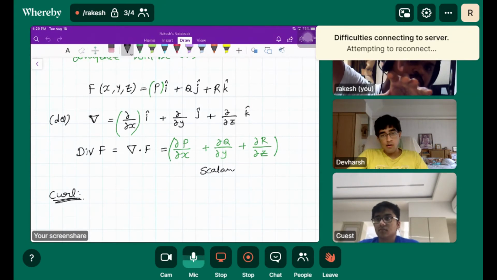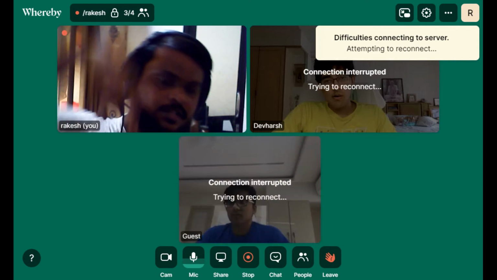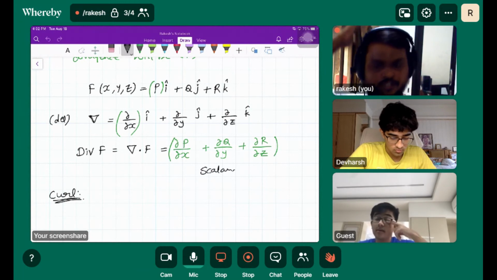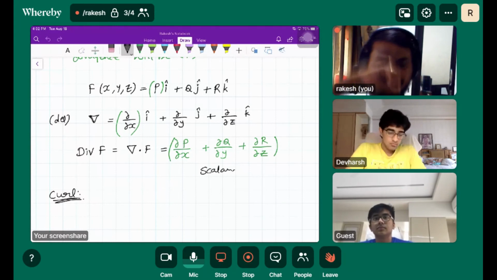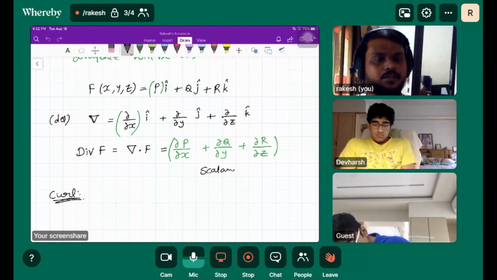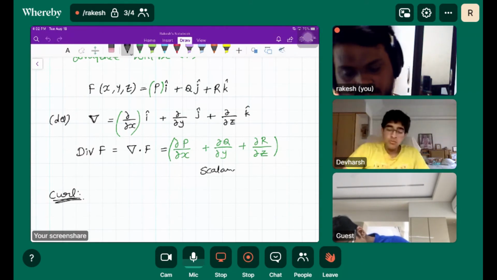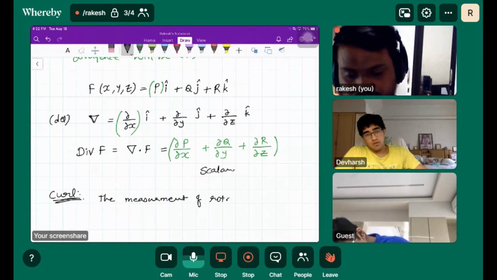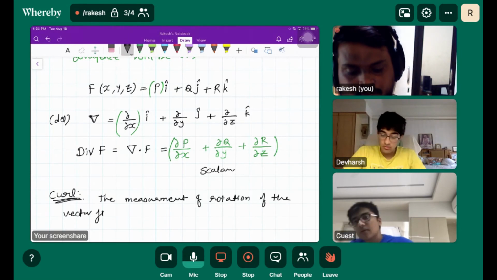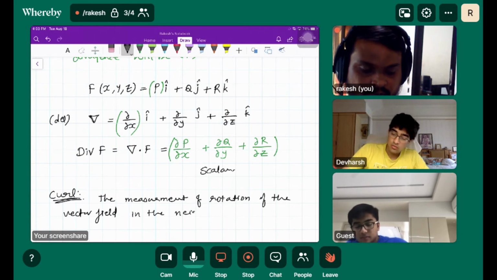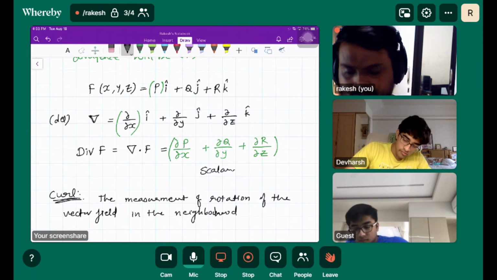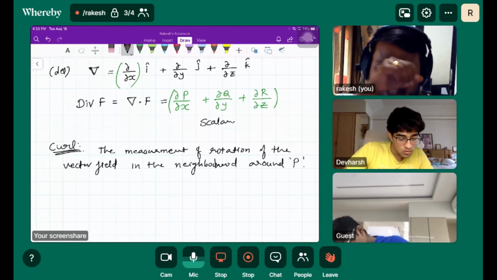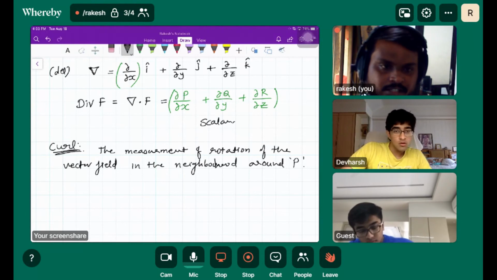It depends on the characteristic of the fluid around the point. So what does curl measure here? Curl measures the rotation of the vector field, its tendency to rotate. So let's measure the rotation of the vector field in the neighborhood around point P. Just write it down: the measurement of rotation of the vector field in the neighborhood around P. It basically gives you the idea of how much the paddle spins. Can you imagine that paddle?